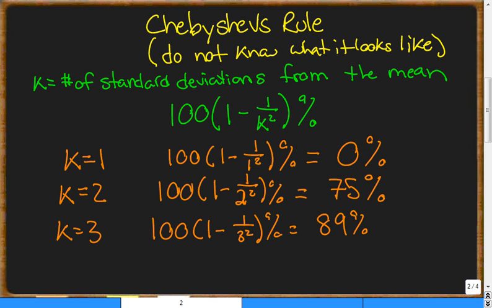So about 89% live within this, and so on and so forth, and you can keep going down the line and saying that, within this number of standard deviations, you have this percent of data. So this is more of a minimum percentage within these amounts.